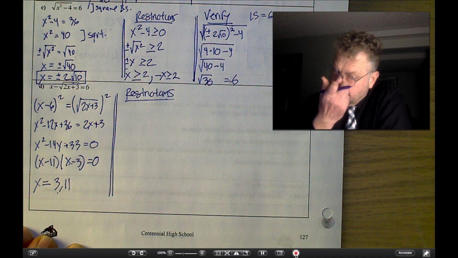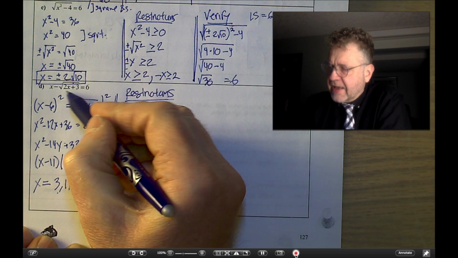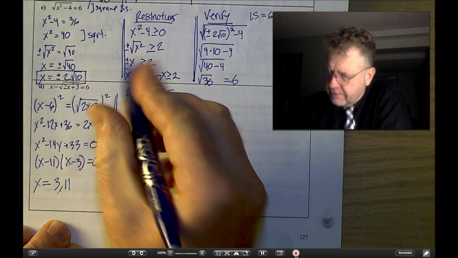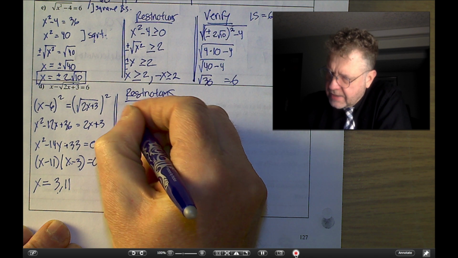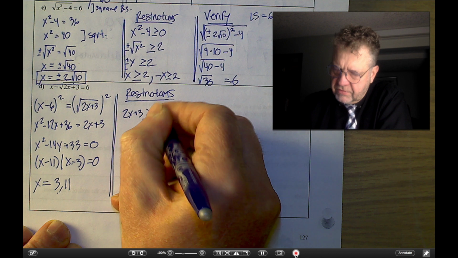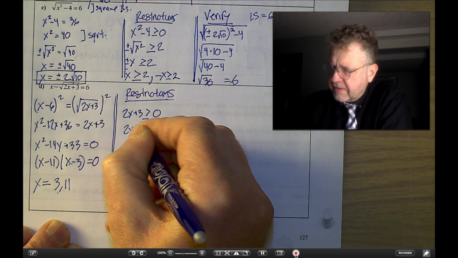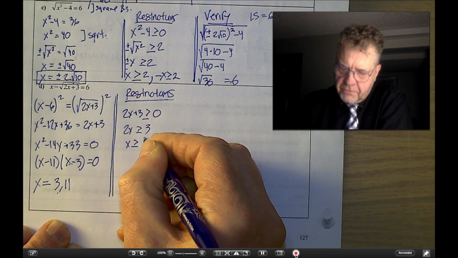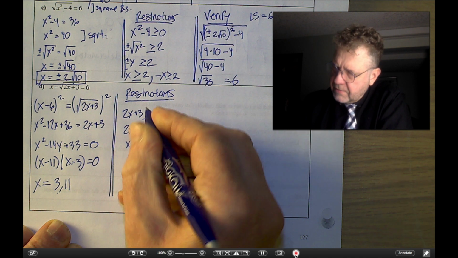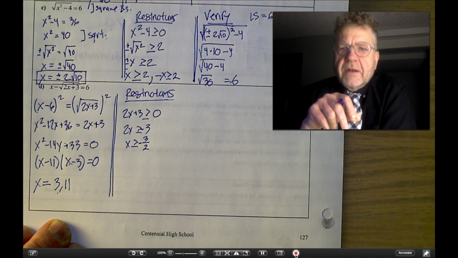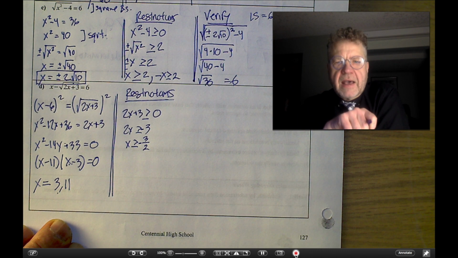Well, the restriction is pretty easy. Again, you're just looking at the radicand here and ensuring that it is not negative. In other words, 2x plus 3 must be greater than or equal to 0. In other words, 2x has to be greater than or equal to negative 3, so x has to be greater than or equal to negative 3 halves. As long as x is greater than negative 3 halves, then you know you're going to have a valid answer.